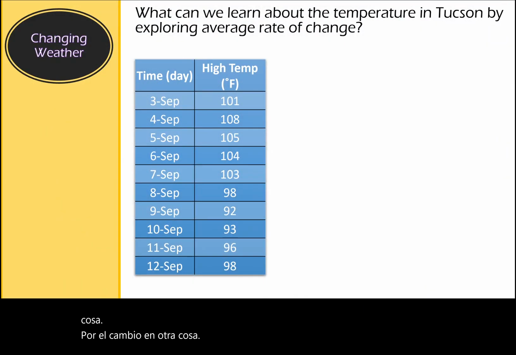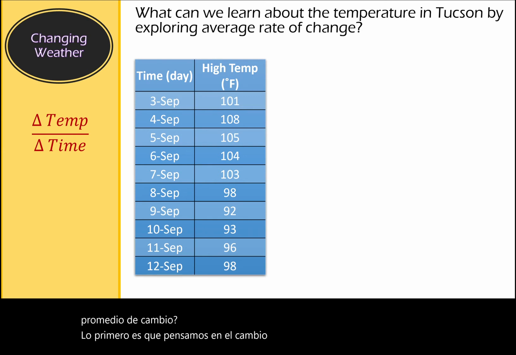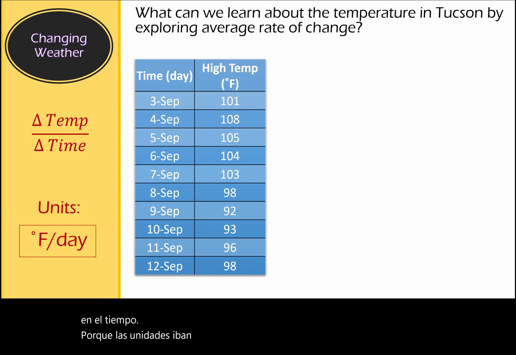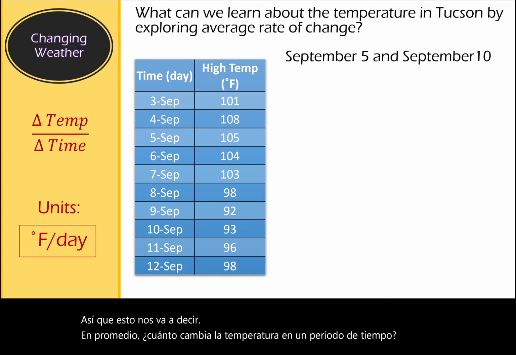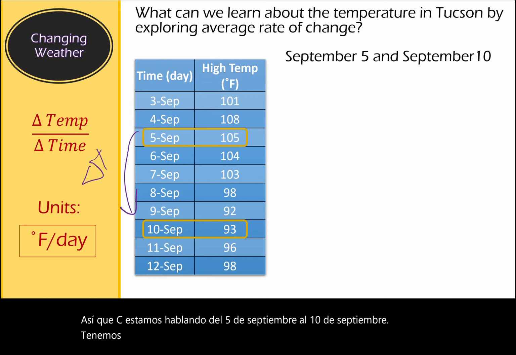For our next example, what can we learn about the temperature in Tucson by exploring the average rate of change? First thing is we think about the change in the temperature over a change in time. For units, we're going to have degrees Fahrenheit per day. So this is going to tell us, on average, how much the temperature changes over a time period. So let's say we're talking about September 5th to September 10th. We need to figure out our change in temp and our change in time.